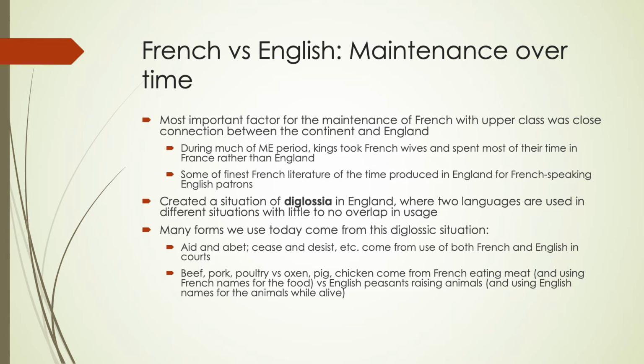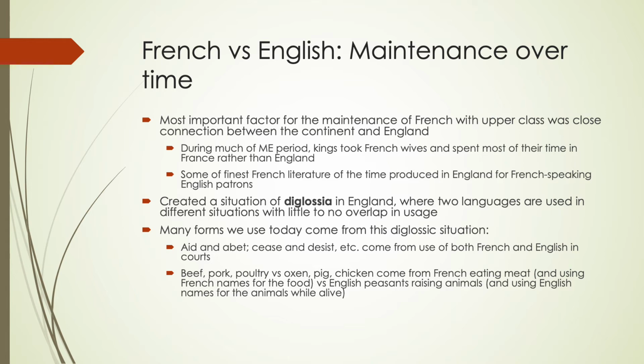But the English peasants were the ones raising the animals, and they were using English names because the animals that they saw were still alive. And we still see this distinction in how we talk about things today. When we talk about food that's on our plate, we use a French origin word. When we talk about animals that are alive before they become food, we use a native English word.